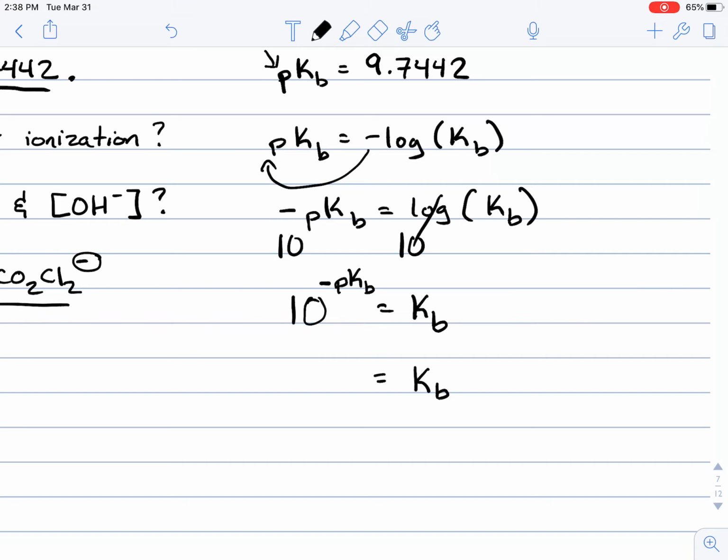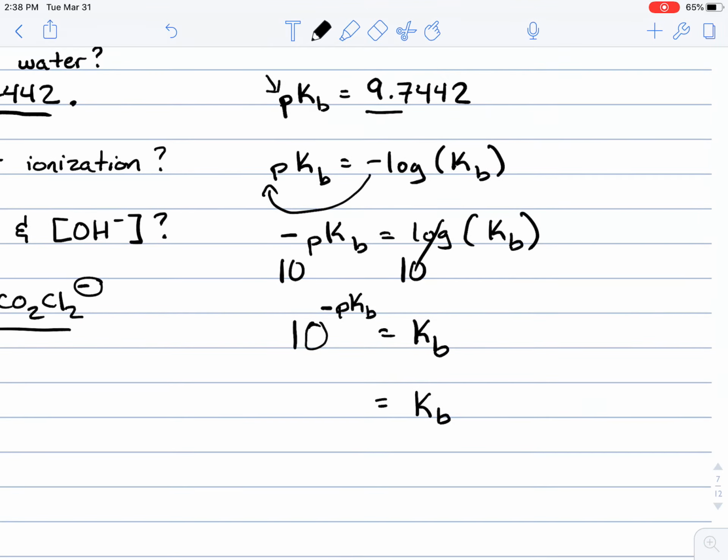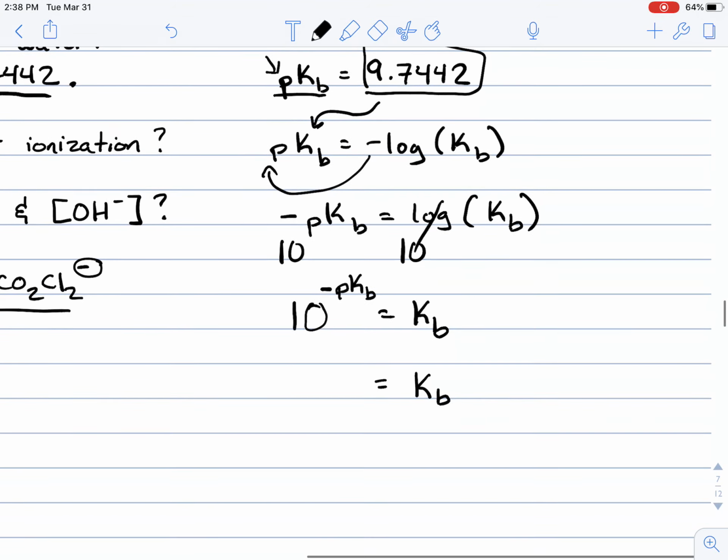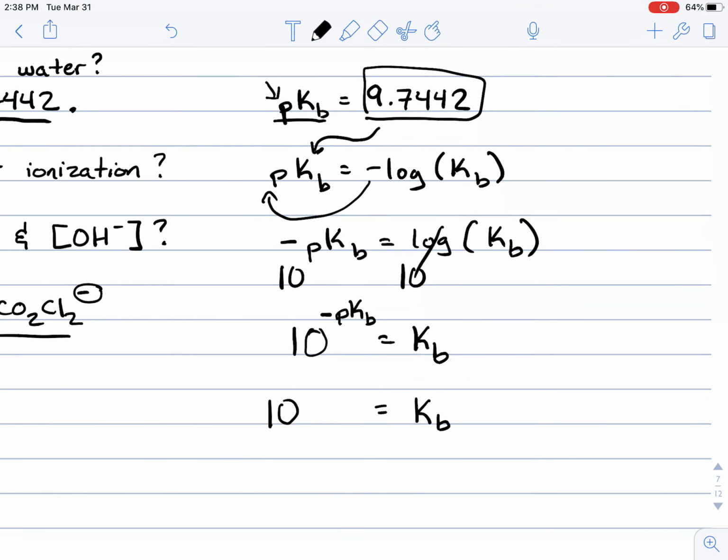Notice that I gave you the value for pKb. Sometimes I see students plug the pKb into Kb. Please don't do that. You're going to plug that value in to what it represents. Since it represents pKb, you're going to plug that over here. So in other words, we're going to take base 10 of negative 9.7442.